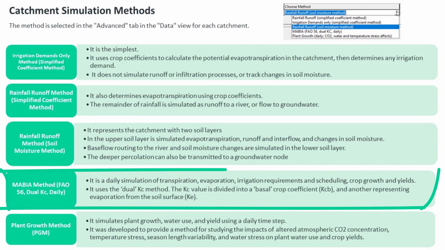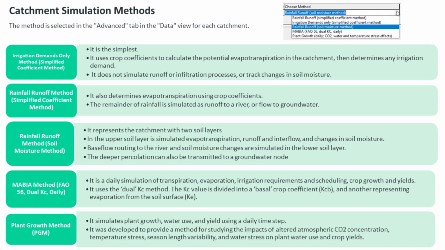The Mavia method is a daily simulation of transpiration, evaporation, irrigation requirements and scheduling, crop growth, and yields. It also includes modules for estimating reference evapotranspiration and soil water capacity. The Mavia method uses the dual KC method.